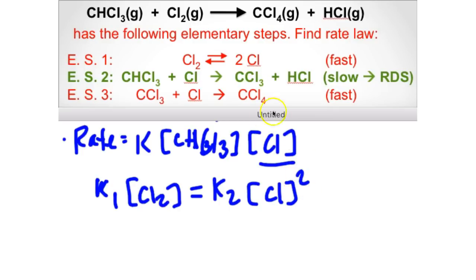We could put a second power because this is an elementary step. So that's the rate law for this. We want to get rid of Cl. This is Cl2. This is Cl. So we want to get this by itself.